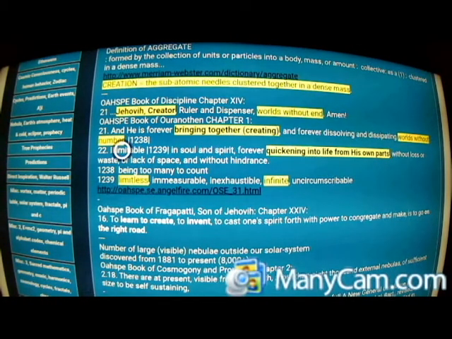Verse 22, illimitable in soul and spirit. Illimitable, meaning not limited. Illimitable in soul and spirit, forever quickening into life from his own parts. I'll repeat that again. Forever quickening into life from his own parts. That's Jehovah. Without loss or waste or lack of space, and without hindrance.